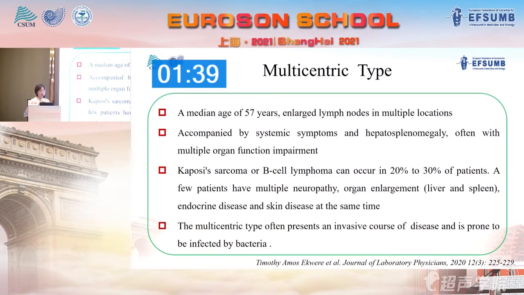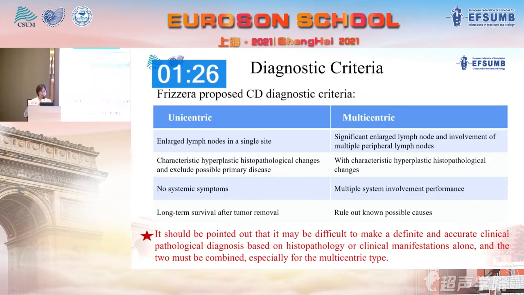Kaposi's sarcoma or B-cell lymphoma can occur in 20 to 30% of patients. The multicentric type often presents an invasive course of disease and is prone to bacterial infection. This diagnosis was proposed by Frizzera, and it must be pointed out that it may be difficult to make a definite and accurate clinicopathological diagnosis based on histopathology or clinical manifestations alone. The two must be combined, especially for the multicentric type.